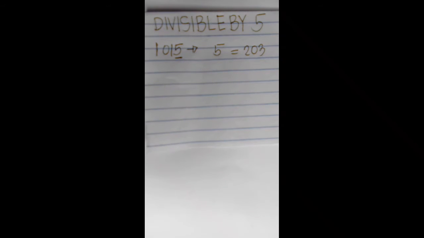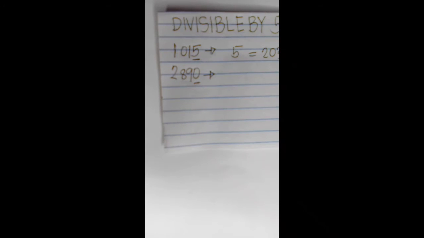Now, another one is we have 2,890. It ends with 0. So, 2,890 divided by 5 is 578.